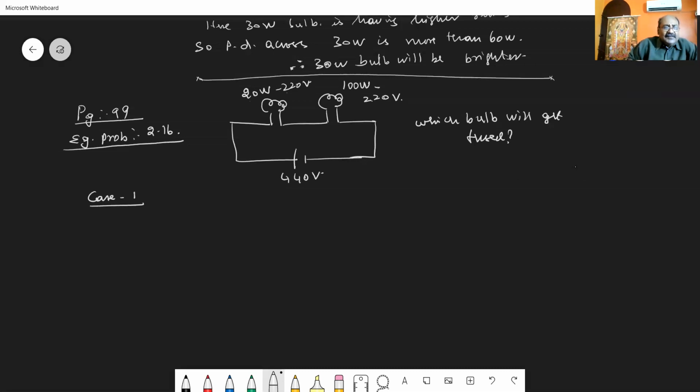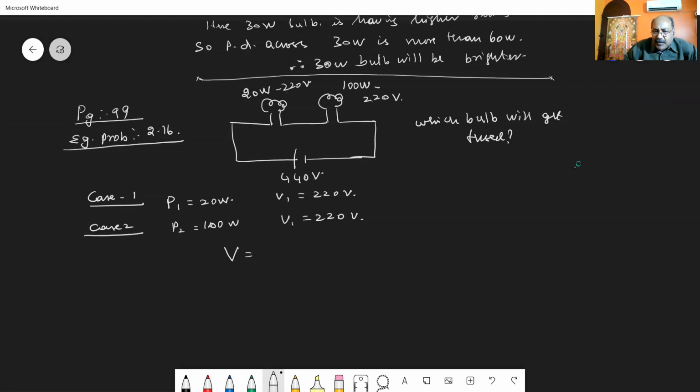Let us write case 1. In case 1, power is P1, which is 20 watt, and voltage is V1, which is 220 volt. Similarly, I am considering case 2. P2 is 100 watt, and the voltage rating is 220 volt. They are connected across a potential, capital V, which is 440 volt.